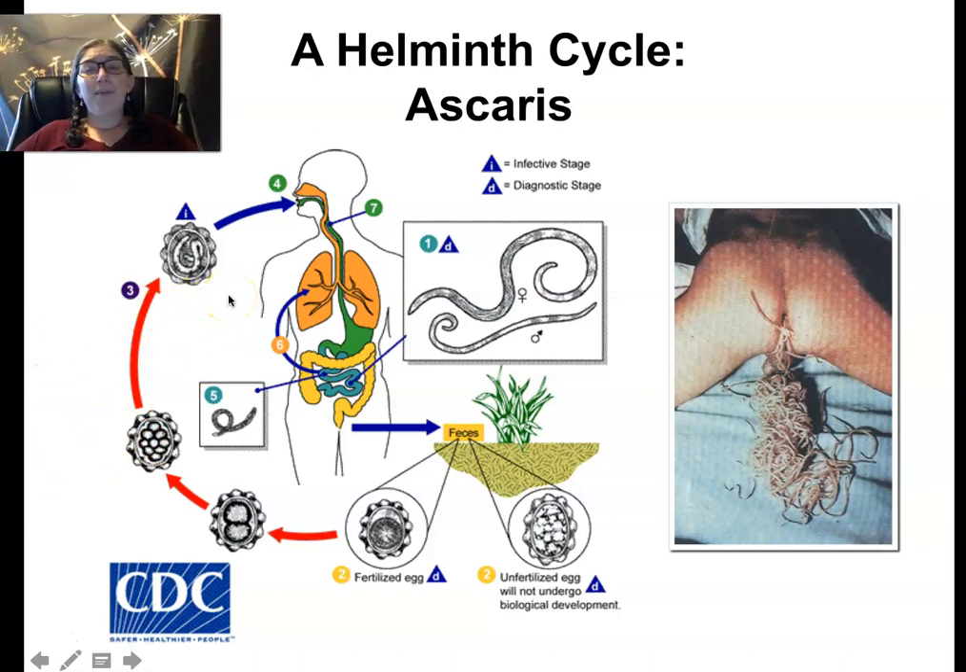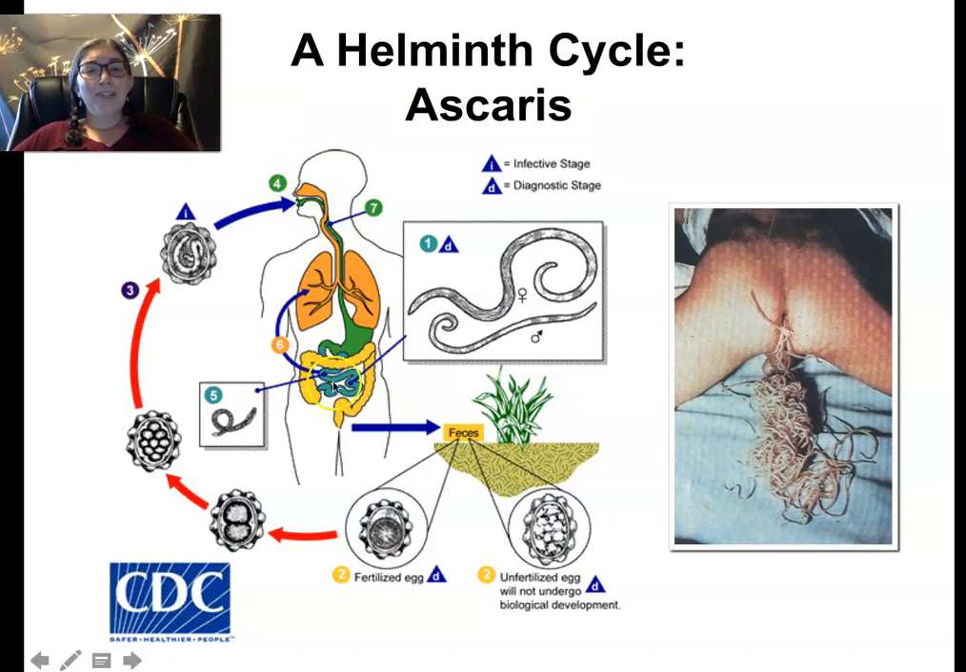But again, in developing countries, it can be very common, particularly in children. And again, it comes from that oral fecal route. So an infected person is shedding eggs in their feces, and then if that feces gets into the water or gets onto produce, or they just didn't wash their hands well and then eat food, those eggs end up in their mouth.